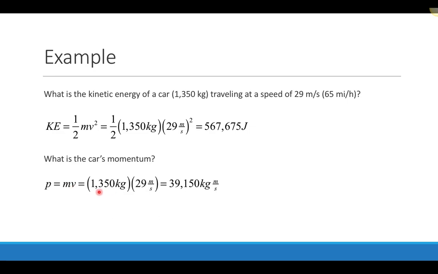I could also calculate the car's momentum, which of course is different than the kinetic energy. It's just the mass times the velocity. And so I would get 39,150 kilogram meters per second. So there's definitely a difference between kinetic energy and momentum. But if I have kinetic energy, that means I also have momentum. And if I have momentum, I automatically also have kinetic energy.